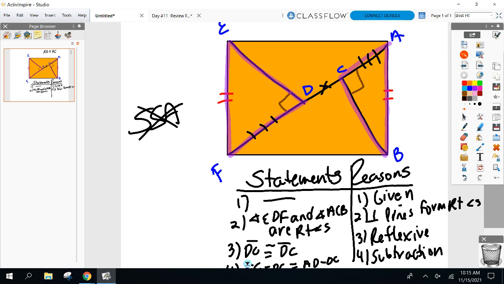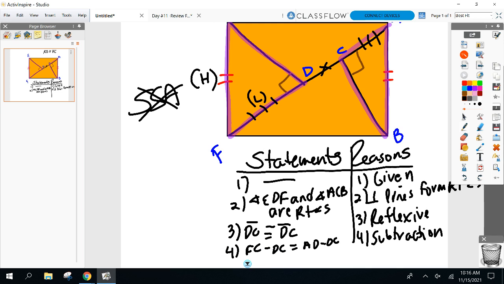But what do we have? What's the side across from the right angles called? Hypotenuse. And then we just proved FD and CA, which are mine. Everyone see H right here, hypotenuse, L, leg right here. That's HL right there.